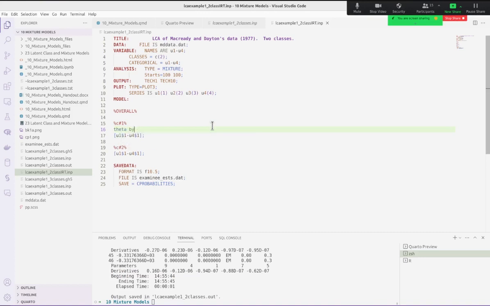by U1 through U4, and I put the asterisk there because I want to estimate the discrimination for it. Then I would need to set the mean for theta in this class to 0. That's what the brackets do. They talk about a mean, and then I want to set the variance for theta to 1 in this class.